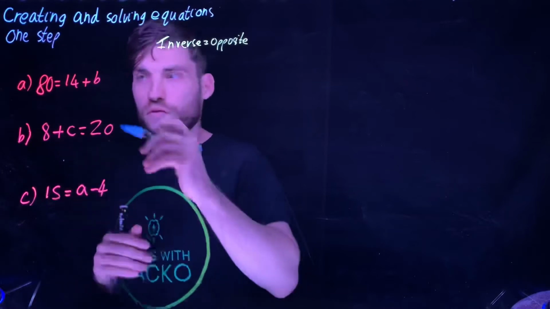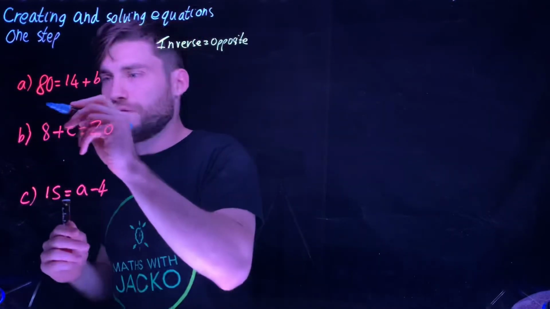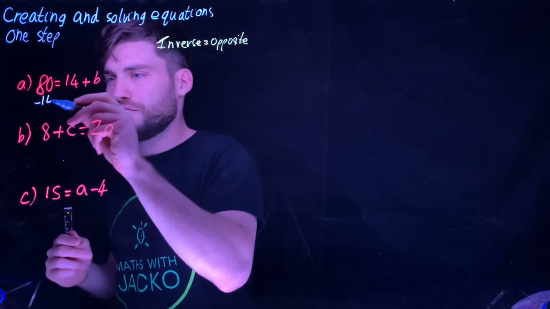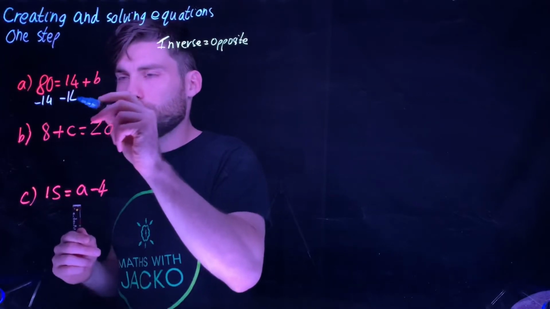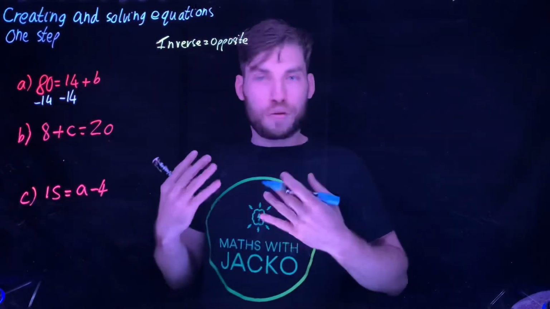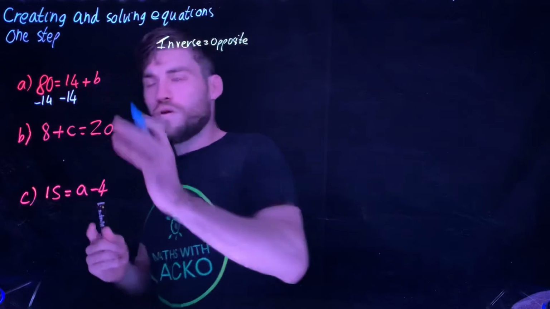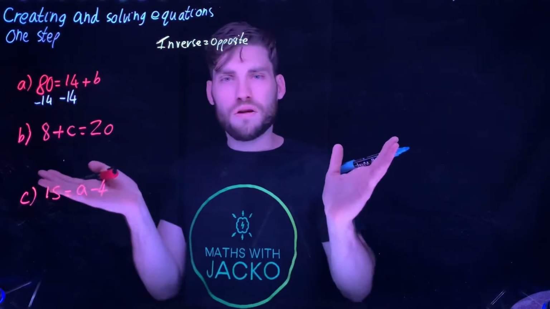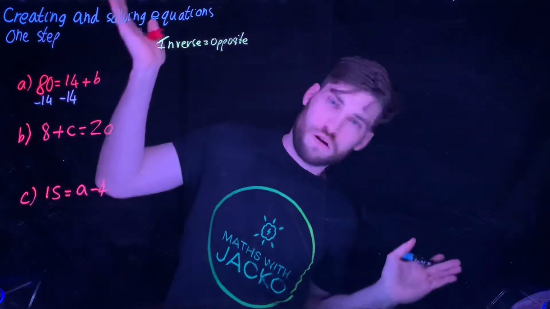I'm going to quickly run through. So the inverse of adding 14 is subtracting 14 from both sides. We subtract 14 from both sides because it's like a scale. If you take 14 from one side of the scale and not the other side, it's going to go off, okay?